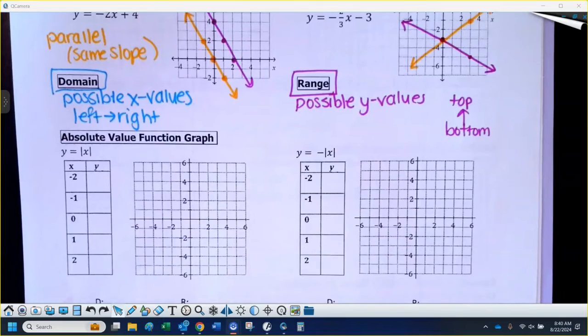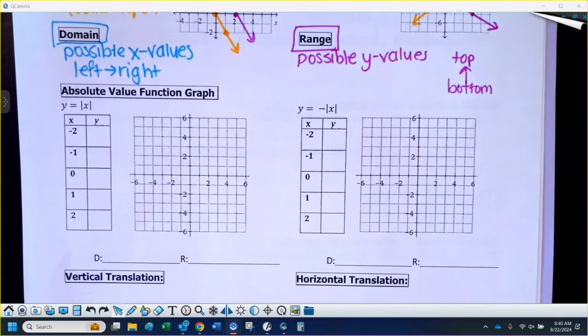All right, now, these first two are the only two I'm going to have you guys do with the table. But I'm actually going to plug an x. I just made a little table for you. We're going to plug values in for x. This is y equals absolute value of x. So whatever we plug in for x, that's our independent variable. And y depends on what we plug in for x.